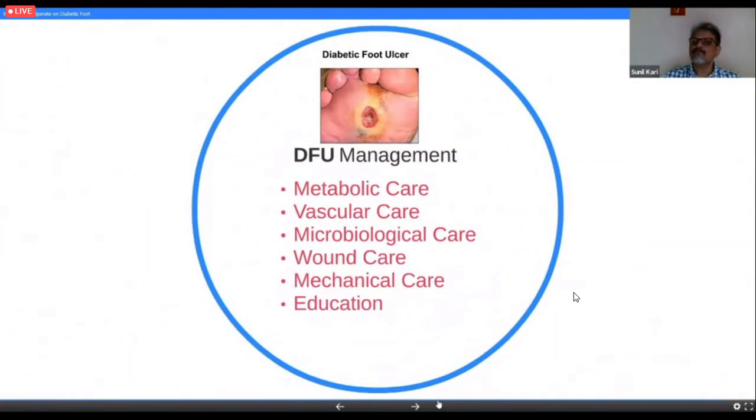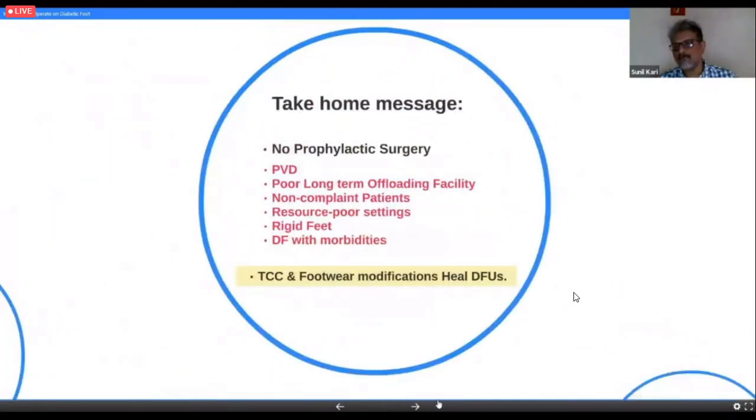As all of us know, the management of DF is very clear with six cornerstones: metabolic care, vascular care, microbiological care, wound care, mechanical care, and the most important is education to the patient, to the relatives, to everyone, so that recurrence can be avoided.